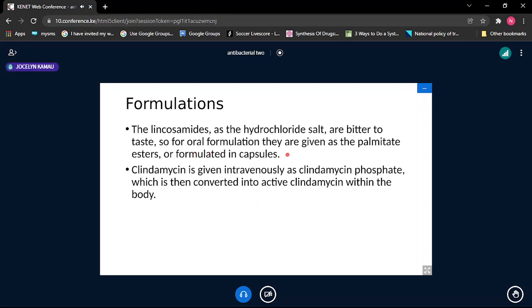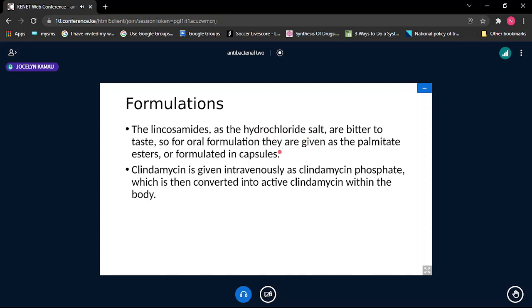So for oral formulations, they are given as palmitate esters or formulated in capsules. When you see some of these drugs in capsules, there can be many reasons. There are some capsules which you give so that the drug is not destroyed in the stomach. It passes the stomach and gets into the intestine where it can be released and bring about its activity, what we call enteric coated. Sometimes you put them in a capsule to avoid the bitterness.